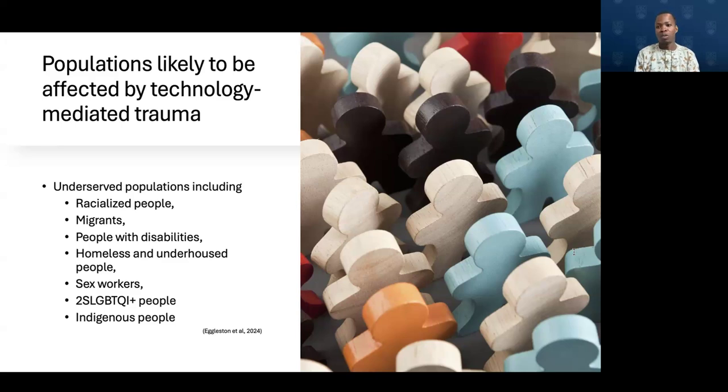For example, racialized people, migrants, people with disabilities, homeless and underhoused people, sex workers, 2SLGBTQI people, and indigenous people are likely to be faced with a disproportionate burden of technology-mediated trauma. And this is because these populations are likely to have prior traumatic experiences. So why might these populations experience a high rate of trauma?